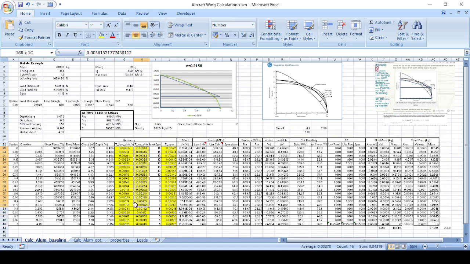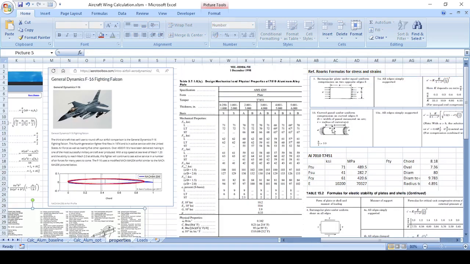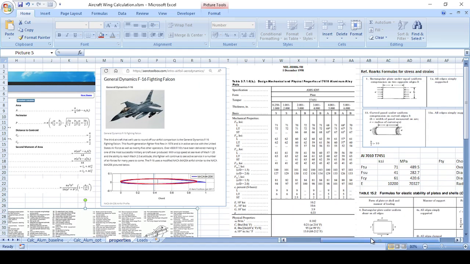My upper skin will be in compression, so my upper skin will then be scaled up further to meet the buckling strength. So the lower skin is stressed by this tensile strength, but because of the compression in the upper skin, I've calculated a buckling allowable, critical buckling stress, based on this equation here. This equation is based on the curvature of this aerofoil.